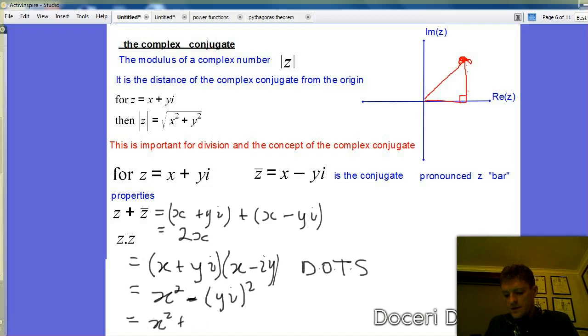x squared plus y squared. Now this looks familiar, because if I relate that to the modulus, here is my x squared plus y squared, and that's what we've obtained down here. So another way we can represent this number is modulus of z squared. And there's a special identity relationship that we found there: a complex number multiplied by its conjugate is its modulus squared.